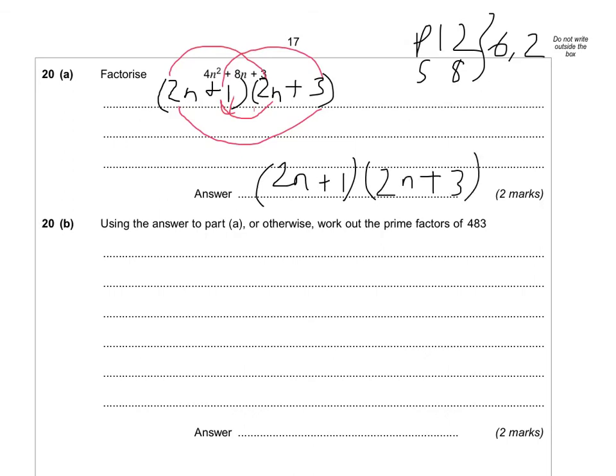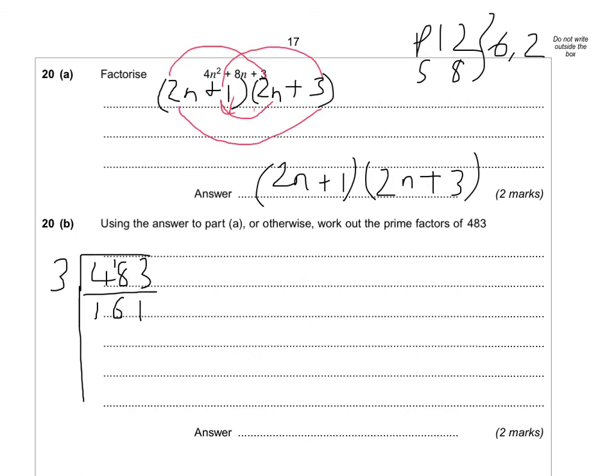Alright, part B, using your answer to part A or otherwise, work out the prime factors of 483. Now, prime factors of 483 is taking 483 and dividing it by prime numbers. Now, you might be able to see straight away that 3 is a prime factor of 483 because 4 plus 8 plus 3 adds to get 15, and because 15 divides by 3, so does 483. Of course, that only works for 3, but let's do it. 3 into 4 goes once, remainder 1, 3 into 18 goes 6, and 3 into 3 goes once, and you would keep going. Let's come back to that in a moment, because let's see how we could use the previous part to help us.